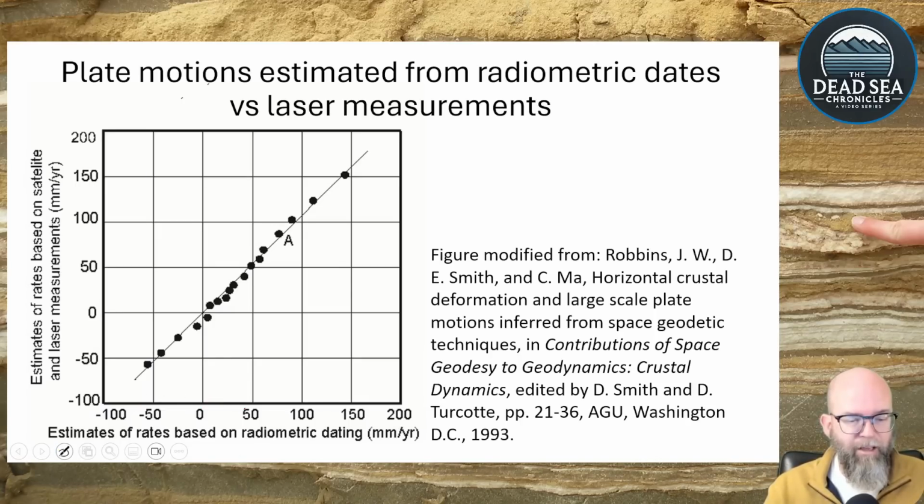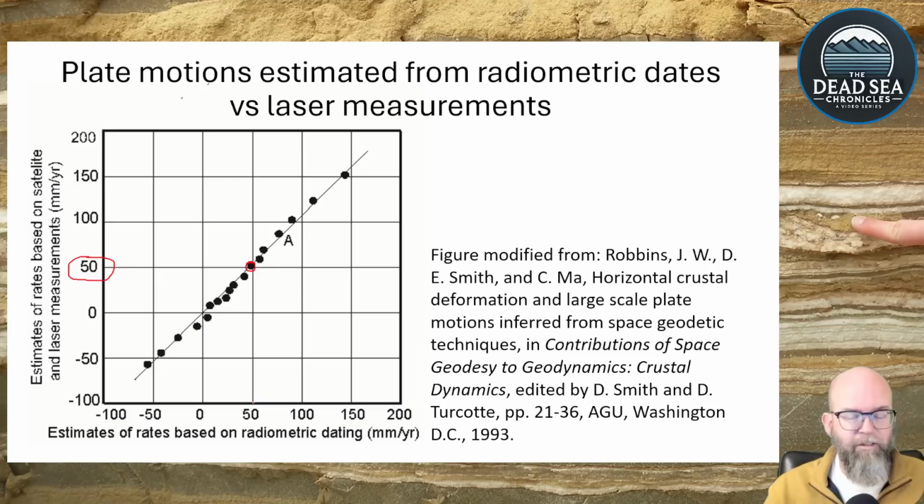If you have a measurement based on satellites and lasers, and your plate is moving, and your estimate is it's 50 millimeters per year. So there are some plates that are moving 50 millimeters a year. And this dot right here, that would be that dot.